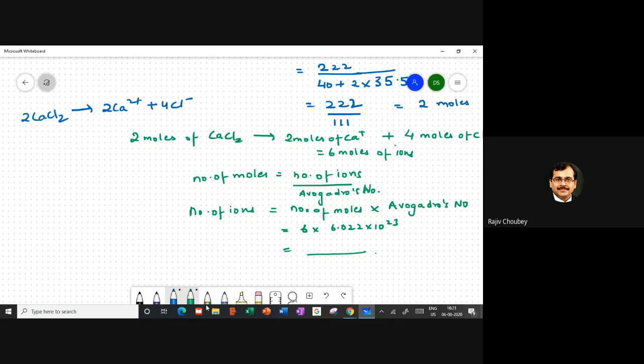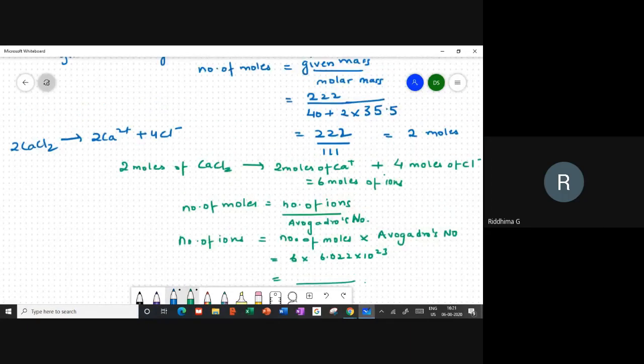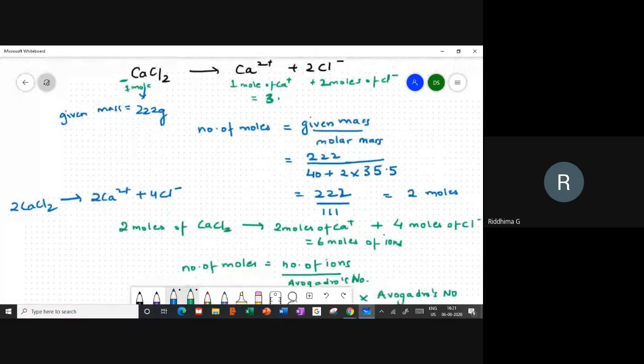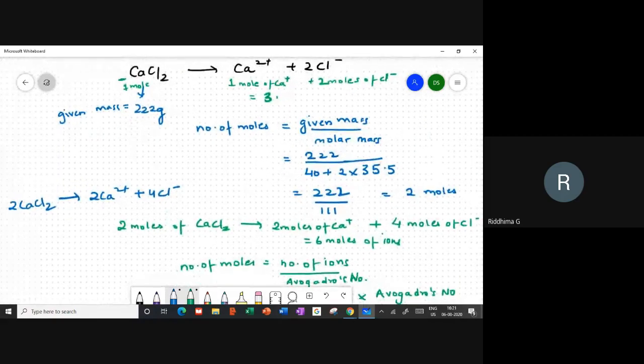Now we can multiply 6 by 6.02. Yes, correct. So that's how. I hope it's clear why we are considering 6, why we are multiplying by 6. You got that, right? Anybody has any confusion in that?